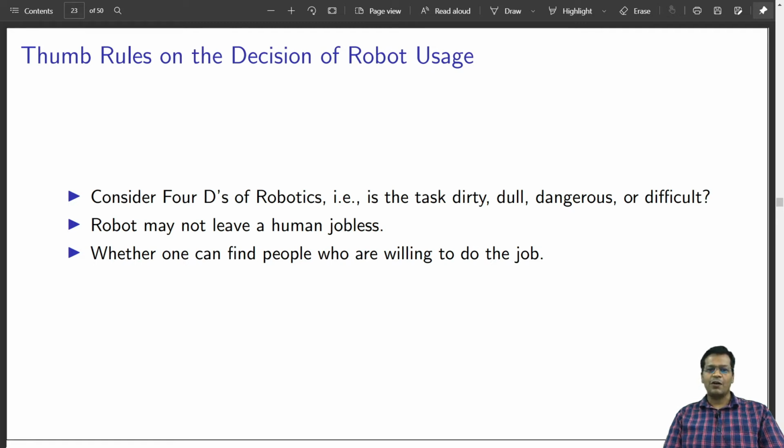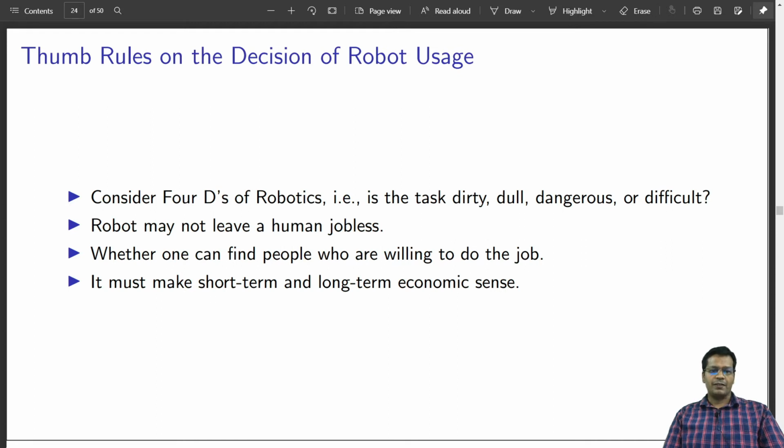We may think of giving them jobs if at all possible, like a candle industry, like a matchstick industry, or industries where you find plenty of skilled labor standing next to you asking for a job, and you are putting a robot into use. So you should always think of a robot which is not rendering them jobless.